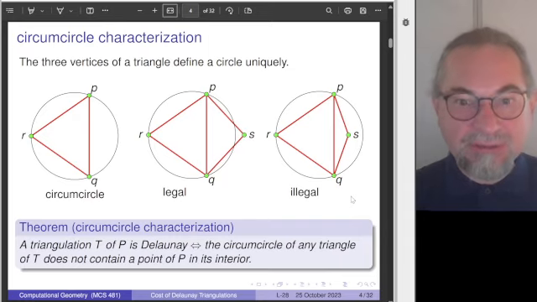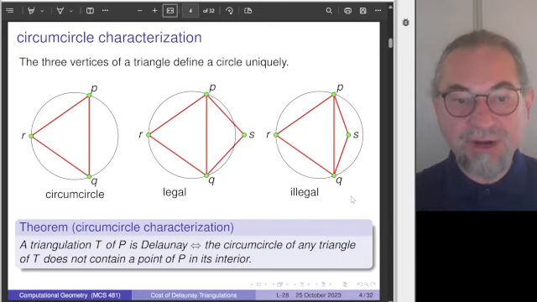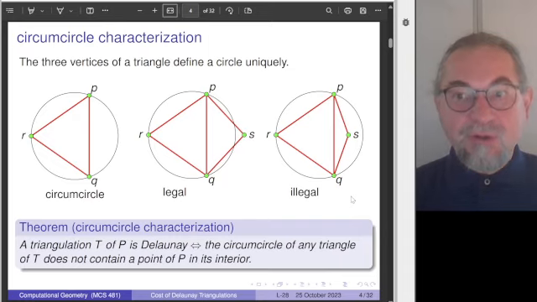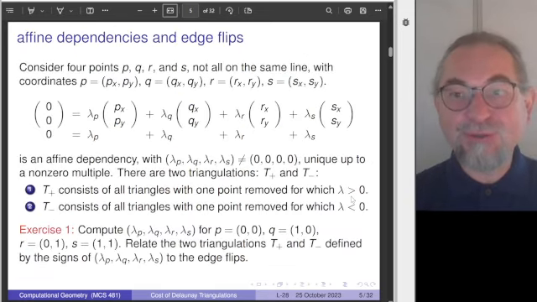So geometrically we have this characterization that a triangulation of a point set is Delaunay, is angle optimizing, if the circumcircle of any triangle does not contain any point in its interior. Okay, this is geometry. Let's look at some algebra.